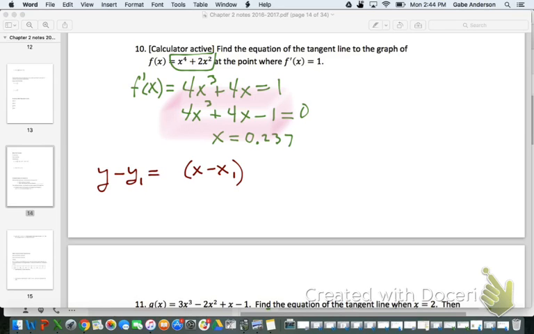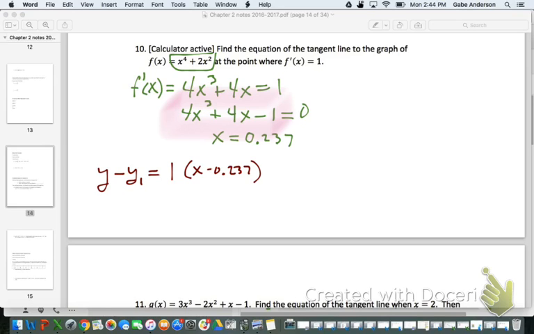My m is what? 1. Yep, so 1 just goes right there. What is my x? 0.237. Yep, 0.237, that thing we just found. The one thing we don't have is the y coordinate for the point of tangency.